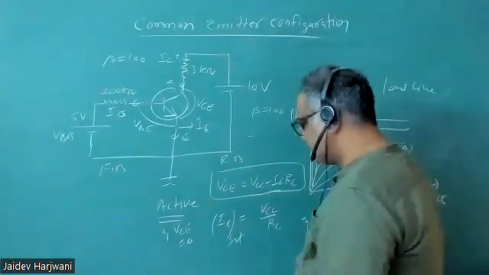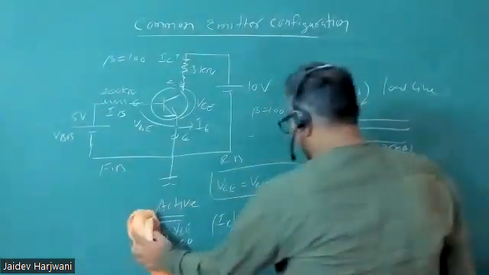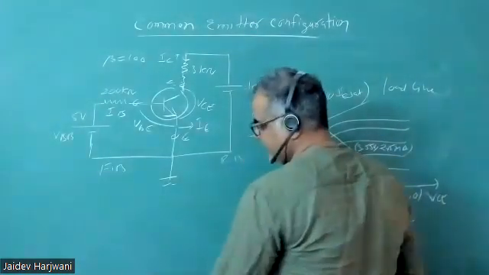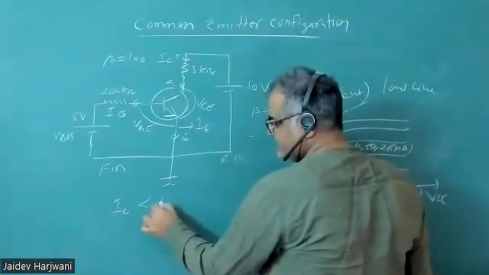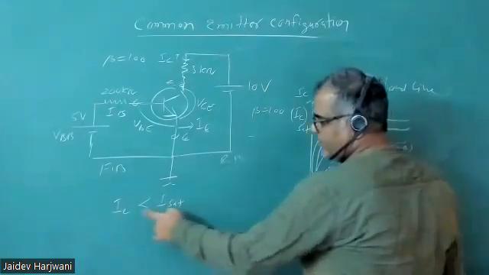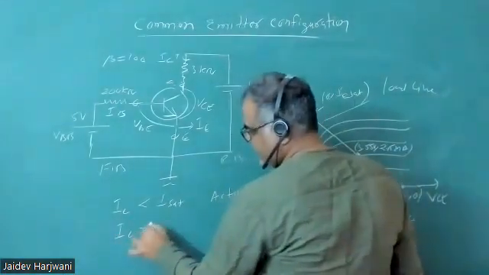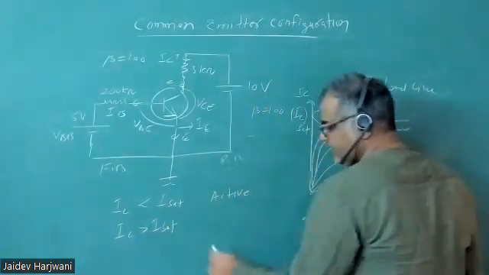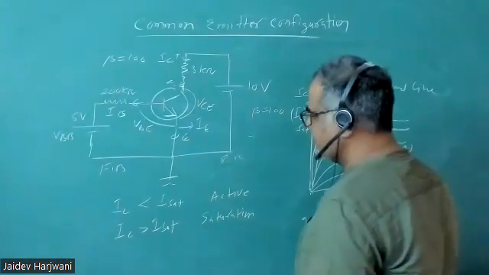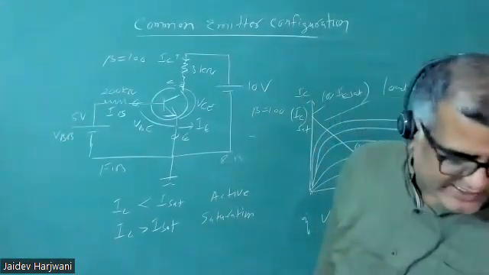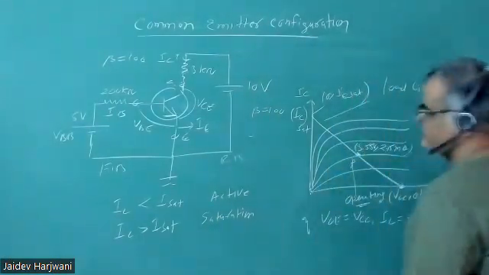Now I will tell you a simple method to find whether a transistor is in the active region or not. You need to compare the IC in the circuit with IC saturation. If IC is less than IC saturation, then the operation region is active. And if IC is greater than IC saturation, then the operation region is saturation. IC saturation comes to 3.33 milliampere. The IC value was 2.15, and ISAT is 3.33. Yes, that's the same thing I'm telling.